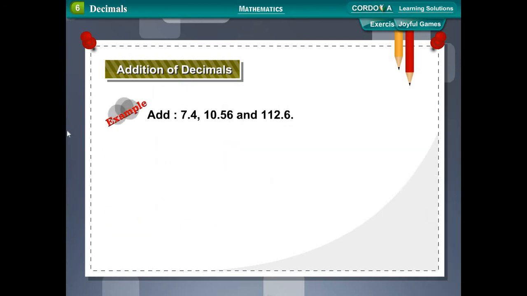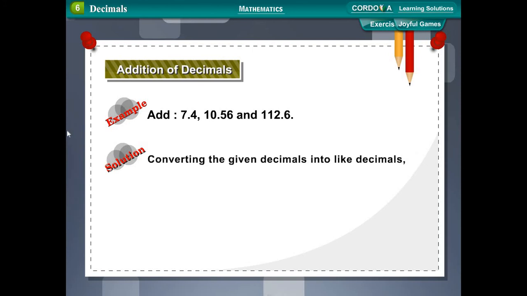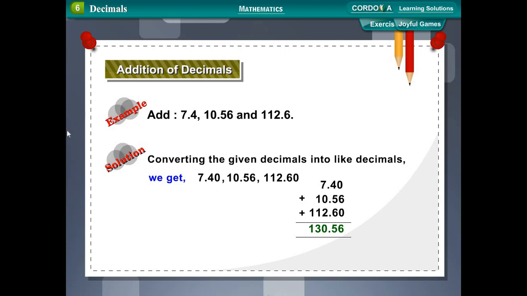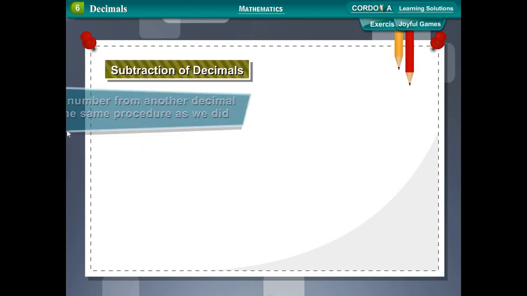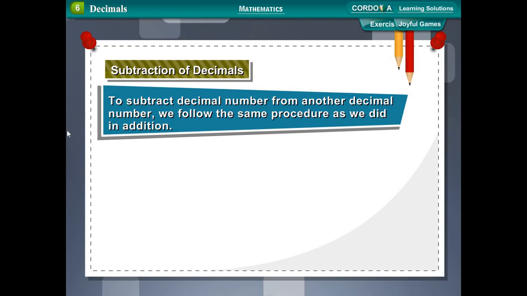Example: add 7.4, 10.56 and 112.6. Solution: converting the given decimals into like decimals, we get 7.40, 10.56, 112.60. Now, writing these decimals in columns and adding. Hence, the sum of the given decimals is 130.56. Subtraction of decimals.